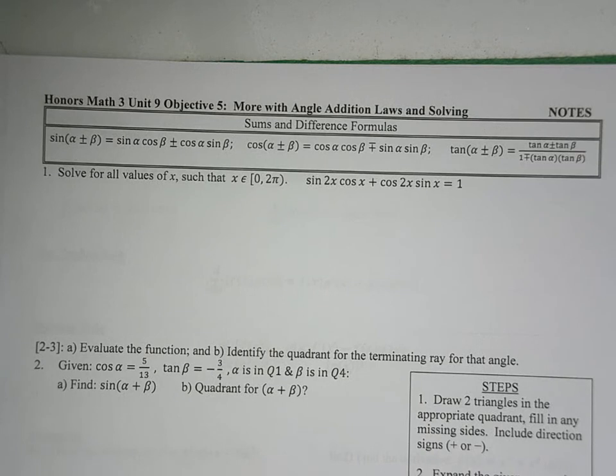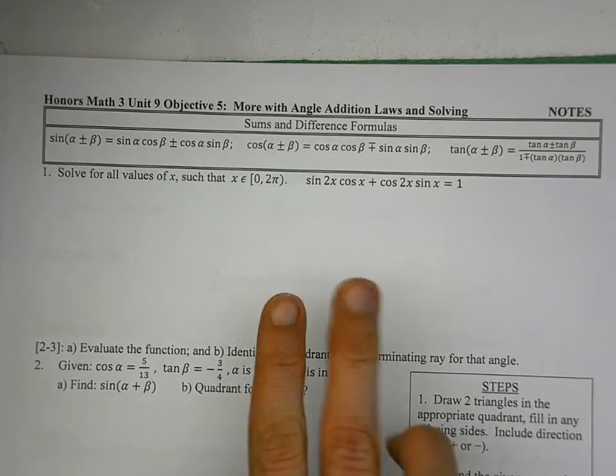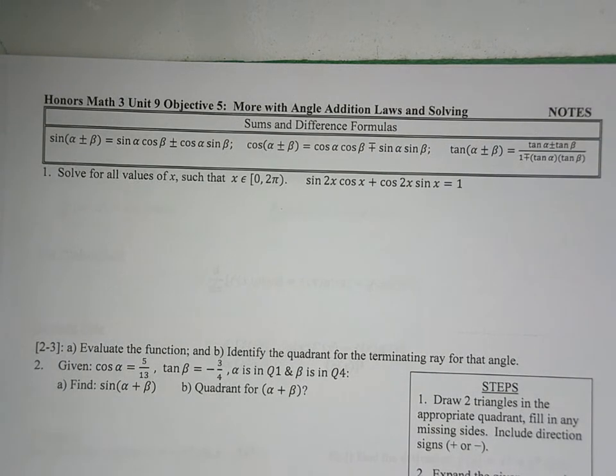Up first, we have number 1: solve for all values of x such that x is an element of the interval 0 to 2 pi, closed on 0, open on 2 pi. So we can include 0 as an answer, but we cannot include 2 pi. And my equation is sine 2x cosine x plus cosine 2x sine x equals 1.